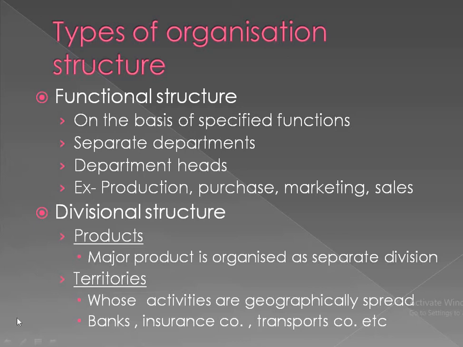Now about divisional structure. Divisional structure is mainly on the basis of two things. One is on the basis of products and the next one on the basis of territories. So we'll see on the basis of products. Each major product is organized as a separate division. Each division looks after the production, sales, finance, etc. of only one product. Example, managing director over cosmetics, garments, footwear, etc. Again in garments, production department, finance department, sales department, HR department, etc.